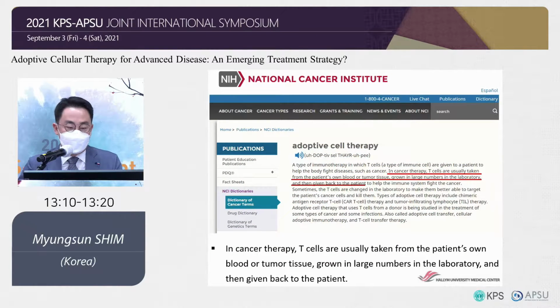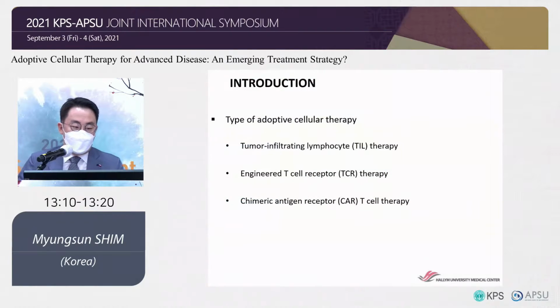On the website of the National Cancer Institute of the United States, we can see the clear definition of adoptive cellular therapy. It says, in this therapy, T cells are usually taken from the patient's own blood or tumor tissue, and are grown in large numbers in the laboratory and then finally given back to the patient. There are several types of adoptive cellular therapy, as you can see here.